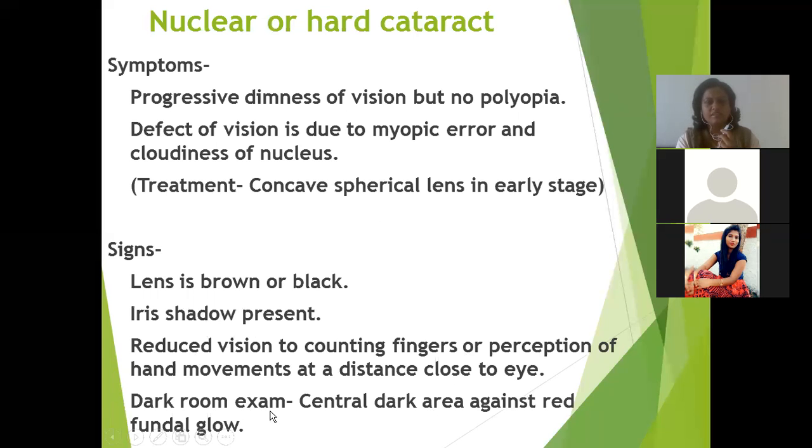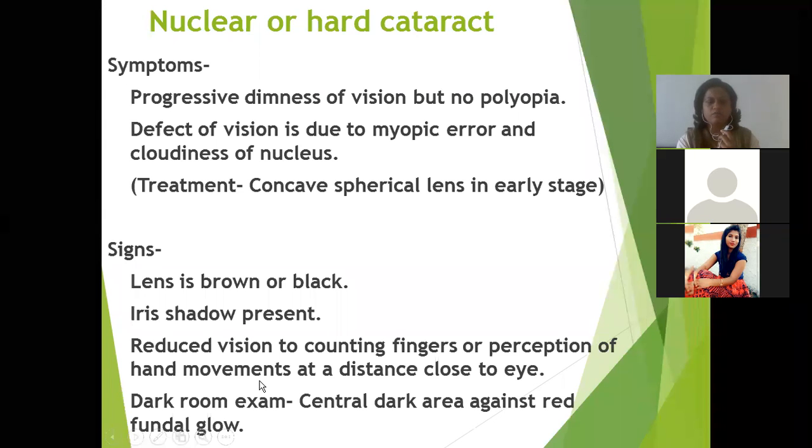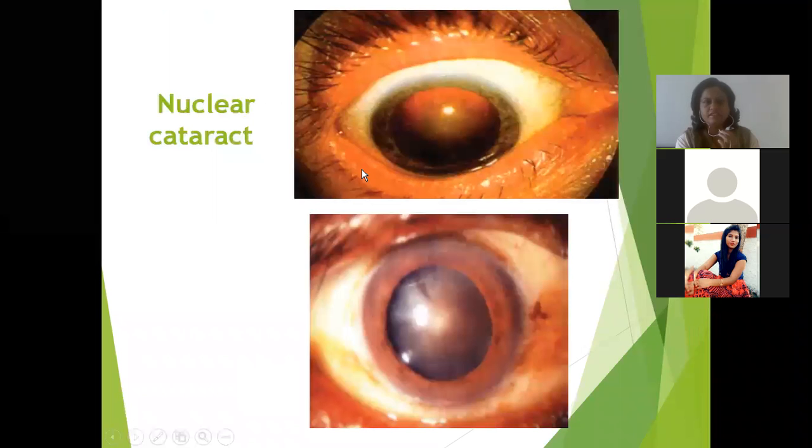In the dark room examination, there is a central dark area against the red frontal view. So this one is a nuclear cataract.